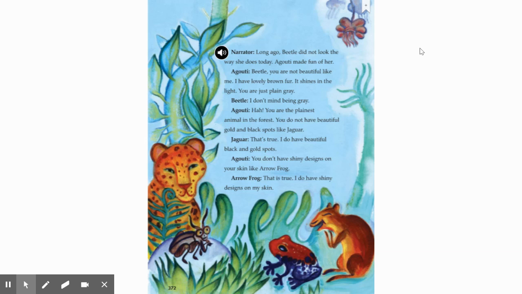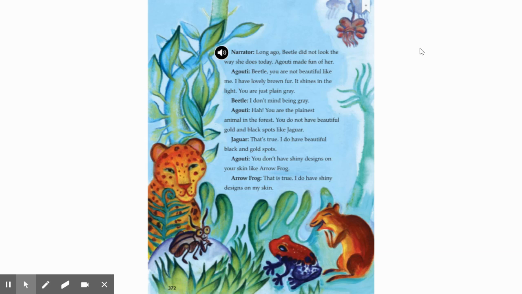Narrator: Long ago, Beetle did not look like the way she does today. Agouti made fun of her. Agouti: Beetle, you are not beautiful like me. I have lovely brown fur. It shines in the light. You are just plain gray. Beetle: I don't mind being gray. Agouti: Ha! You are the plainest animal in the forest. You do not have beautiful gold and black spots like Jaguar. Jaguar: That's true, I do have beautiful black and gold spots. Agouti: You don't have shiny designs on your skin like Arrow Frog. Arrow Frog: That is true, I do have shiny designs on my skin.